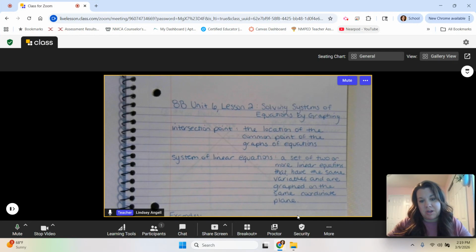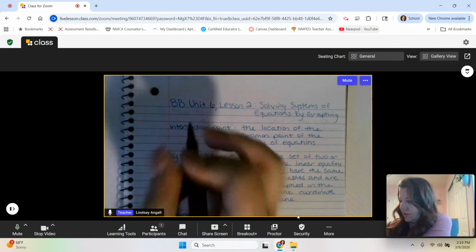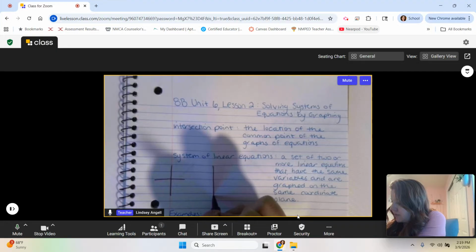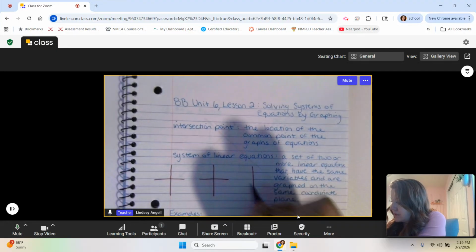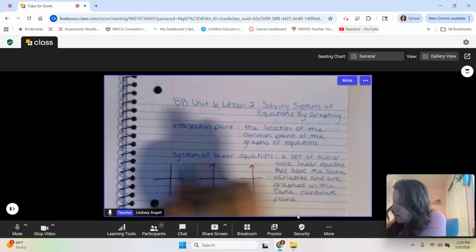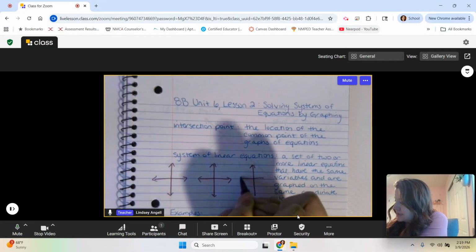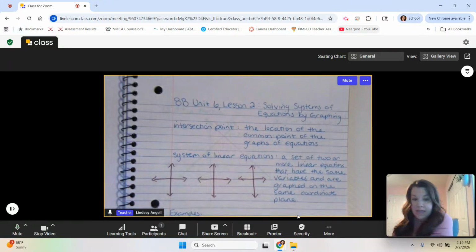And then a system of linear equations is a set of 2 or more linear equations, so equations that, when they graph, turn into lines, that have the same variables and are graphed on the same coordinate plane. So some examples, and we'll go into more detail with this later. But let's say I have 3 different coordinate planes. These are all coordinate planes. We've got our x and y axes.